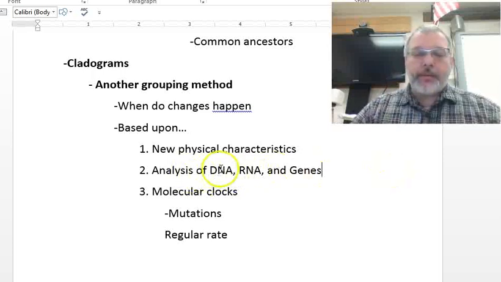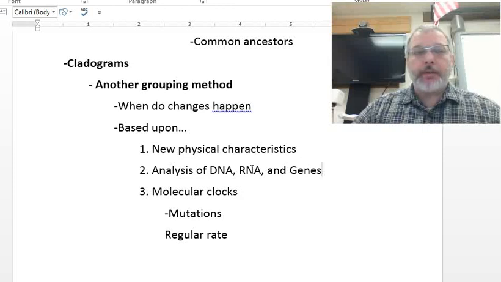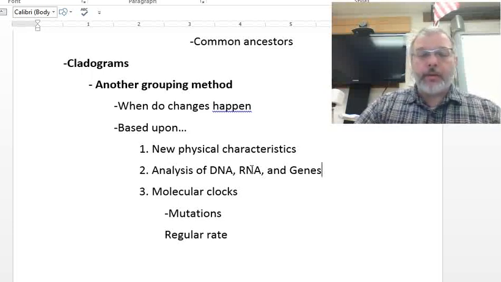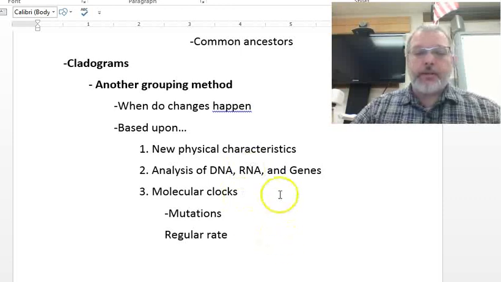Or if they have the same DNA sequences, maybe they're related. Or if they have the same RNA sequences, maybe they're related. Okay, just like a child looks like their parents because they get their DNA from their parents, and we know this is true, then that common ancestor gave all the organisms its DNA, so maybe we can go back and analyze that and see how things are related.